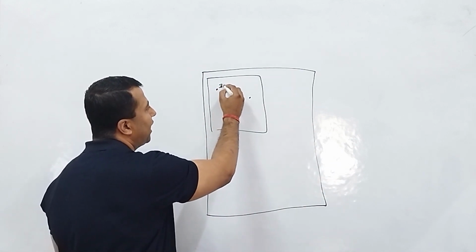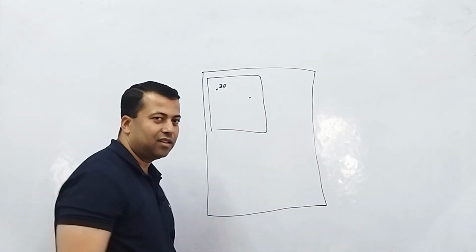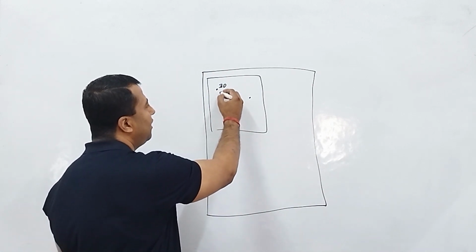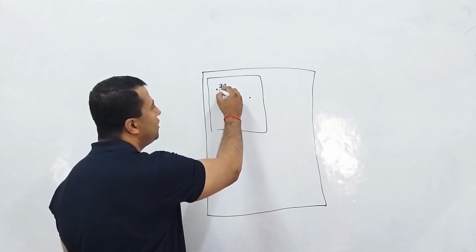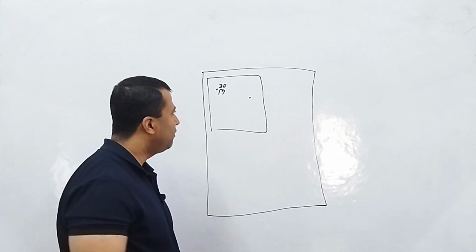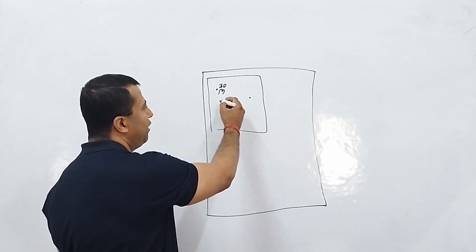Suppose that character's age is 30 years which you have perceived or observed. So you will simply write 30 and you will write the gender also. If it's a male character, you will write M. If it's a female character, mention F.